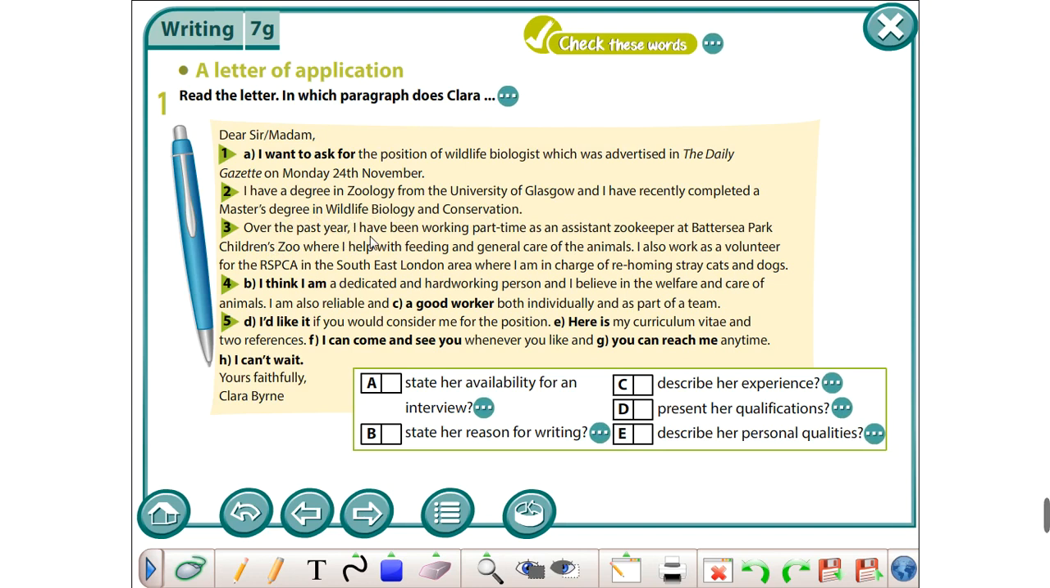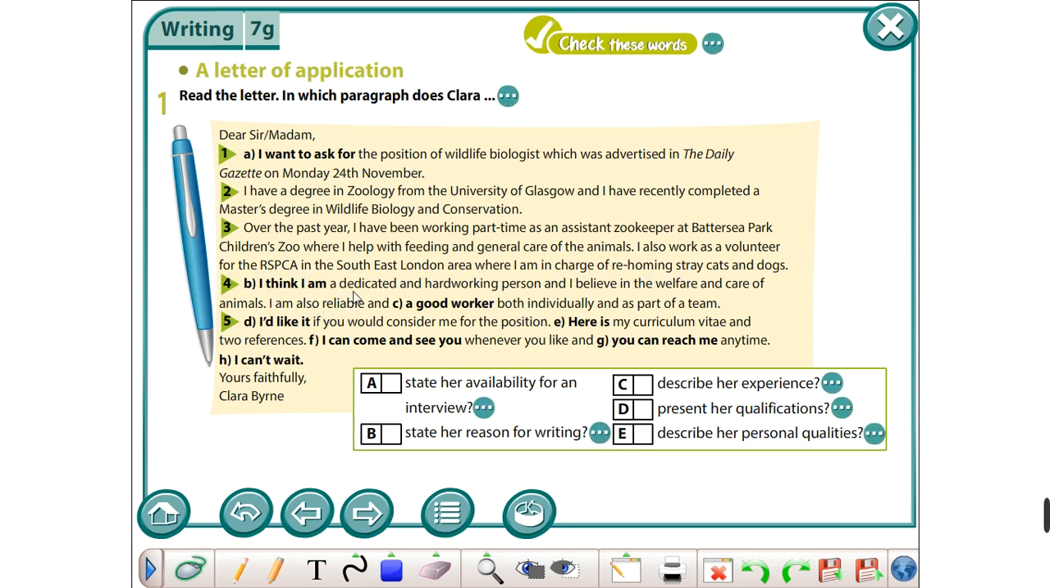Over the past year, I have been working part-time as an assistant zookeeper at Battersea Park Children's Zoo, where I help with feeding and general care of the animals. I also work as a volunteer for the RSPCA in the South East London area, where I am in charge of rehoming stray cats and dogs.